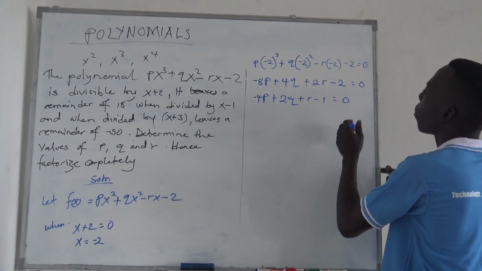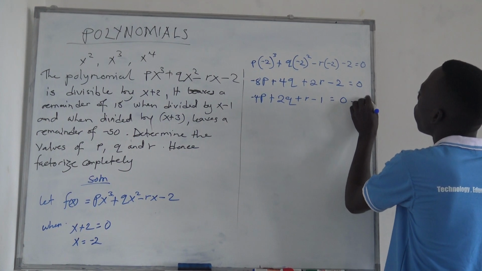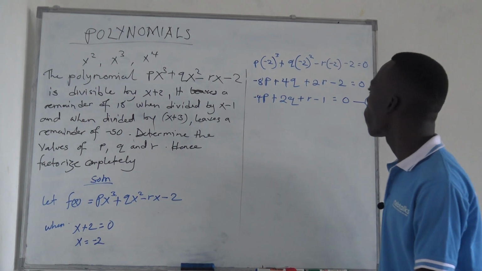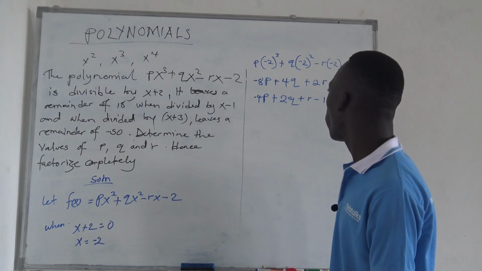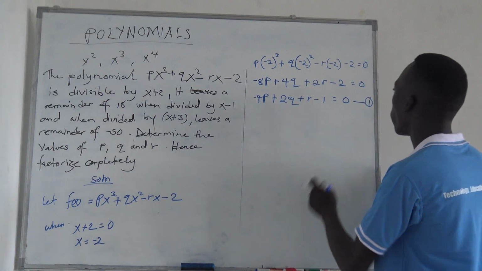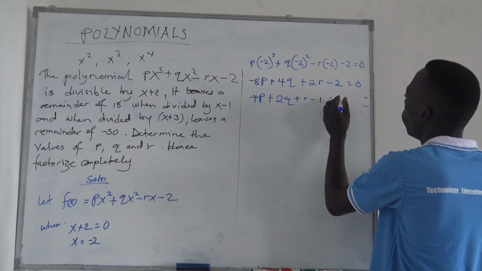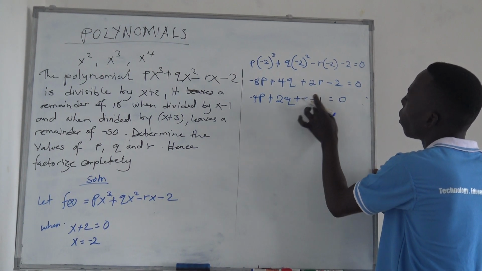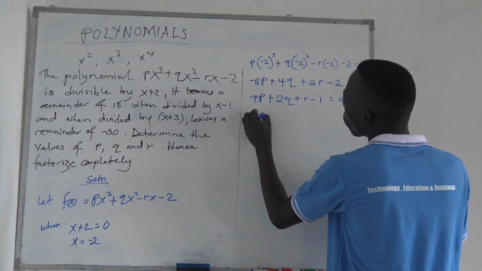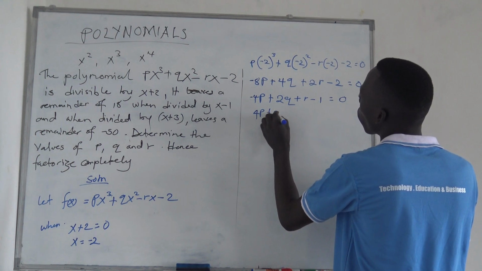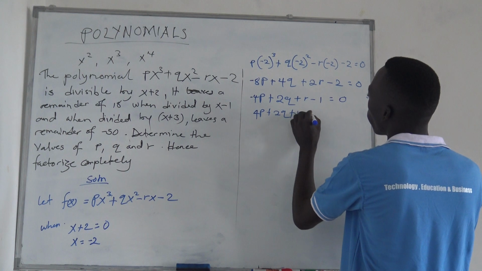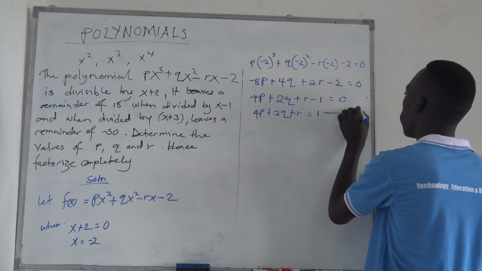So this one we shall call equation 1. So after getting equation 1, or before getting equation 1, what I'm going to do, let me take the one this side. So I remember it's 4p plus 2q plus r equals 1. So that is equation 1.